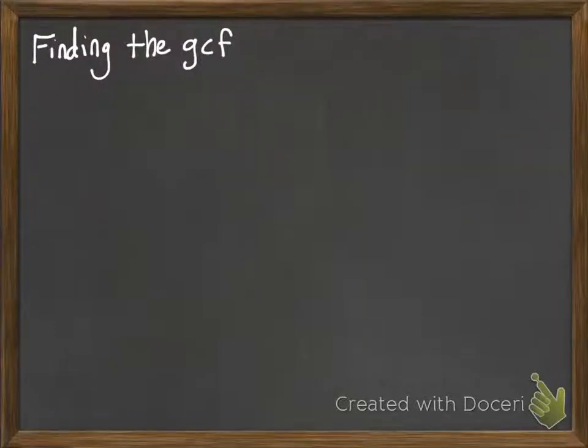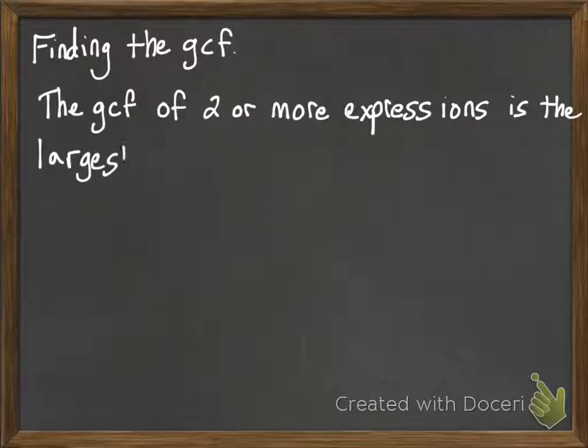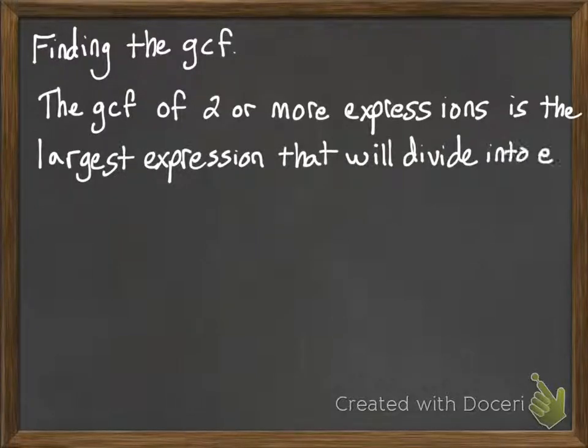Okay, in this video we talk about finding the greatest common factor, abbreviated as the GCF. Before we can talk about finding it, we need to understand what it is. So we begin with the definition. The GCF of two or more expressions is the largest expression that will divide into each evenly. In other words, without a remainder.